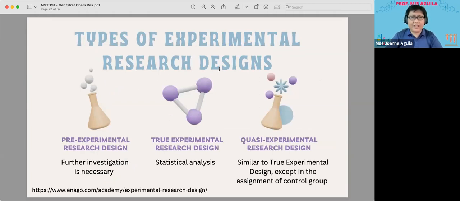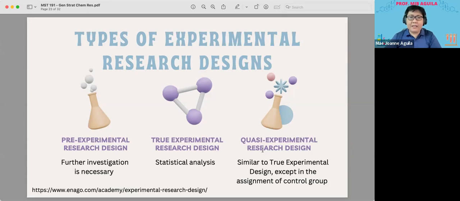So these are types of experimental designs. I'm not really going to look into this deeper. So we have the pre-experimental, so preliminary gathering of data to check if further investigation is still necessary. The true experimental research design usually involves statistical analysis and defining really your control group. And then you have quasi-experimental research design, which is similar to the true experimental design, although there's differences in the assignment in the control group. I believe experimental design is taught in your statistics, or you can also check this website. It has further definitions on what an experimental design is.